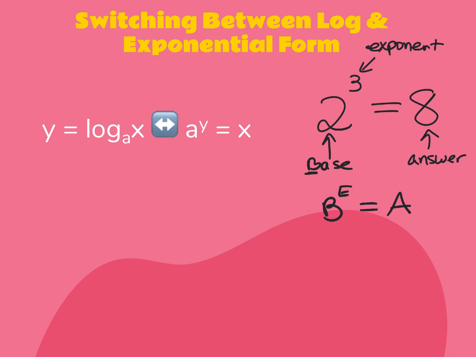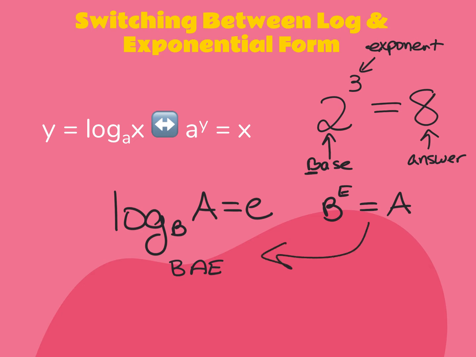So then when you want to put it into log form, we're going to spell the word bay. So what we're going to do is take the log, then the base of the exponential would go here, then the answer, and then the exponent. And it doesn't have to be a capital A, but then we're spelling bay. So we go from a B to a bay.